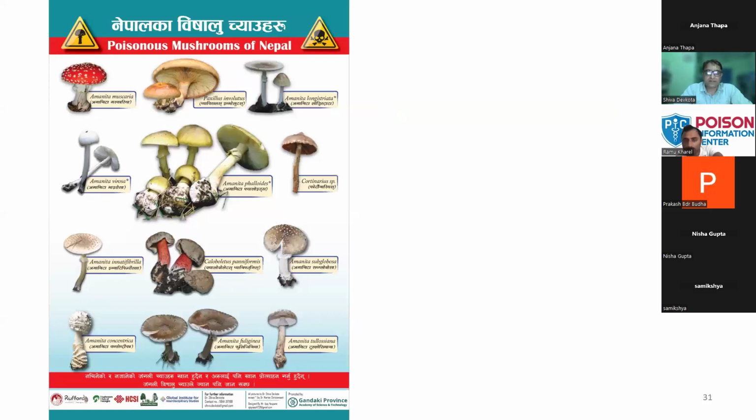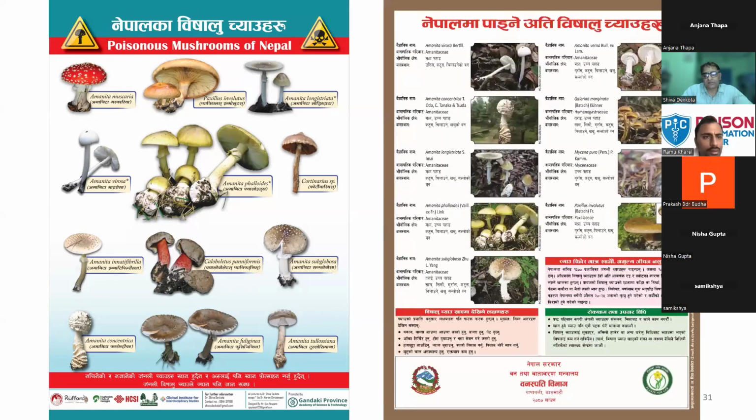And not only this, there are other mushrooms. Whenever I visited several places, there were no materials or pictures to share with the people. Then we decided to bring out posters with some common poisonous mushrooms of Nepal. Here you see Amanita muscaria, Paxillus, Amanita longistriata, and there is also another poster in Nepali. I contributed pictures and text, and they were produced by Gandaki Province Academy of Science and Technology and the Department of Plant Resources, from the ministry level. So these are some of the initiatives for our people in Nepal.